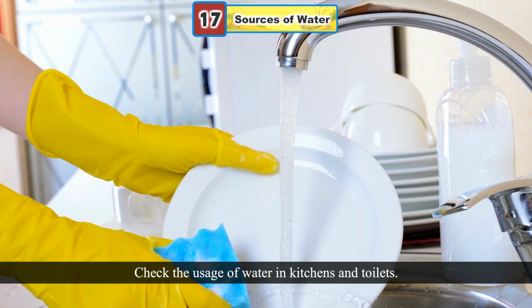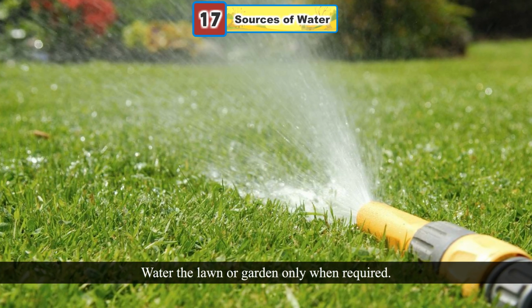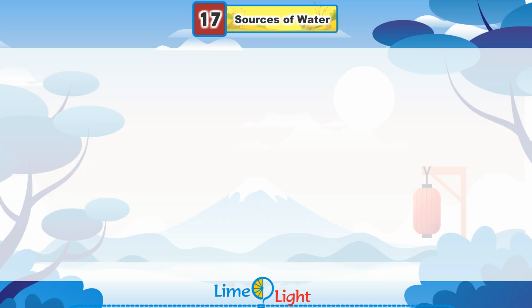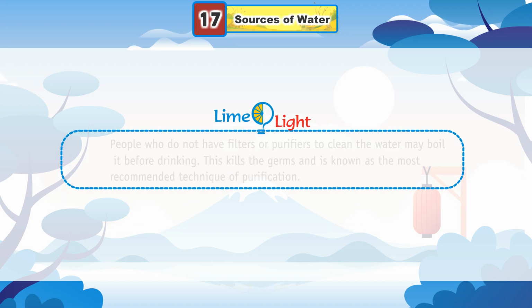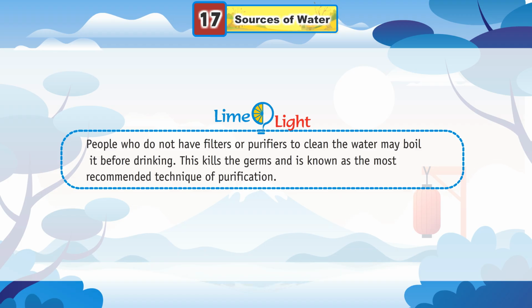Check the usage of water in kitchens and toilets. Water the lawn or garden only when required. Install water meters to check the usage of water. Limelight. People who do not have filters or purifiers to clean the water may boil it before drinking. This kills the germs and is known as the most recommended technique of purification.